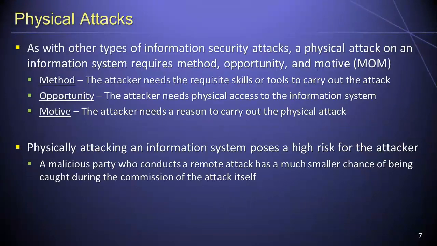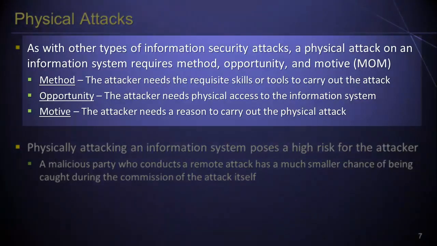As with other types of information security attacks, a malicious party wishing to perpetrate a physical attack on an information system requires method, opportunity, and motive. With respect to method, an attacker needs the requisite skills or tools to carry out the attack. Opportunity is also critical, insofar as an attacker must have some means of gaining physical access to the information system that she wishes to attack.